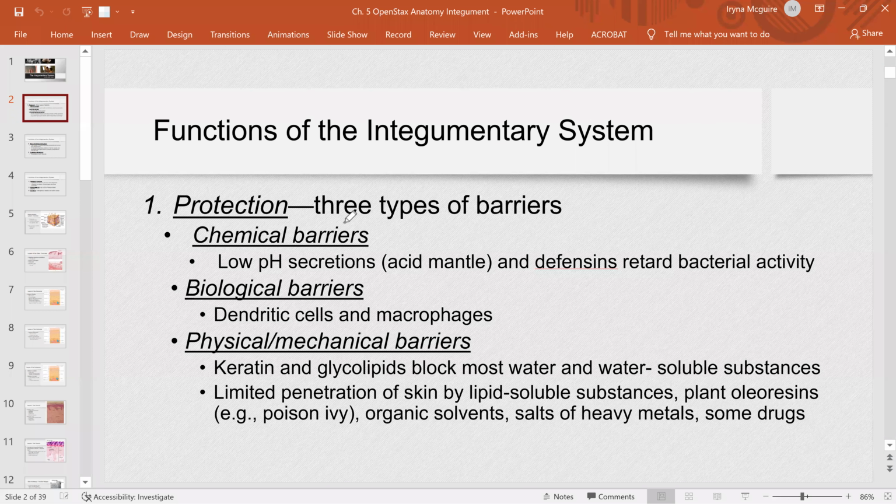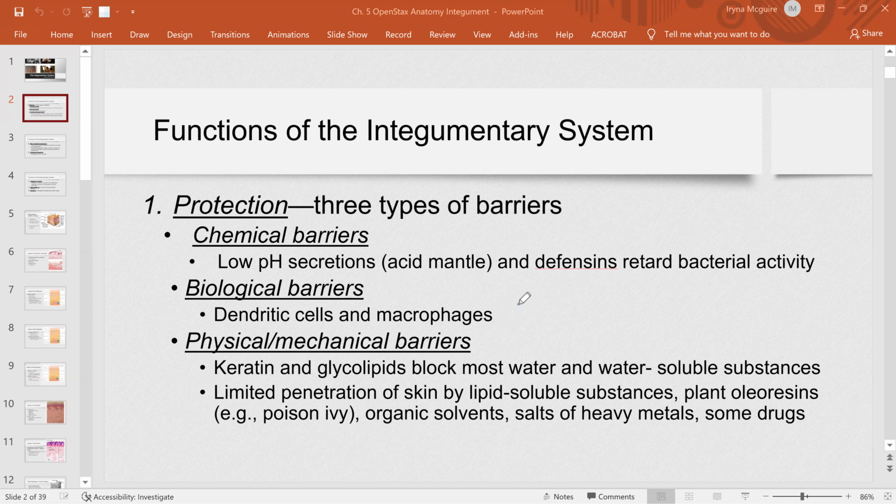Now, first, protection. Your skin provides three types of barrier. Chemical barrier first. Skin has a low pH, and because of that, and also proteins called defensins, it allows you to retard bacterial activity. Your skin is also a biological barrier. You have dendritic cells and macrophages, part of your immune system, and they are phagocytic cells.